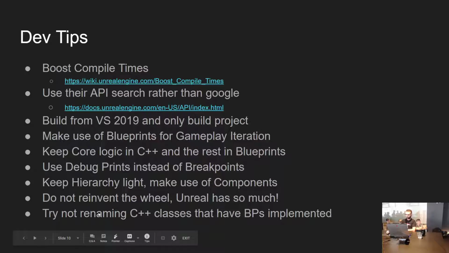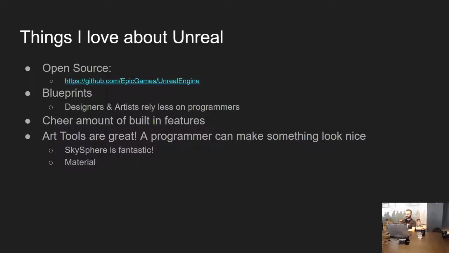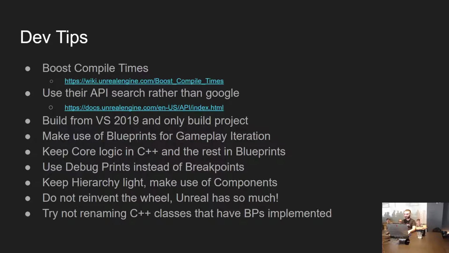This I found very annoying: renaming a C++ class that has Blueprints implemented on top breaks everything. So I try not to rename stuff. You can do forwarding to make it work, but I wish Unreal had a better way to rename stuff. Hopefully in the future. I think just a comment on breakpoints. I think the Blueprint system also has breakpoints, and you can debug messages.